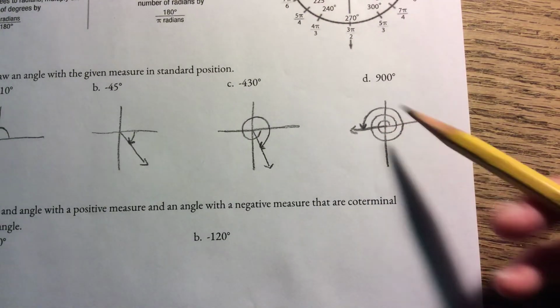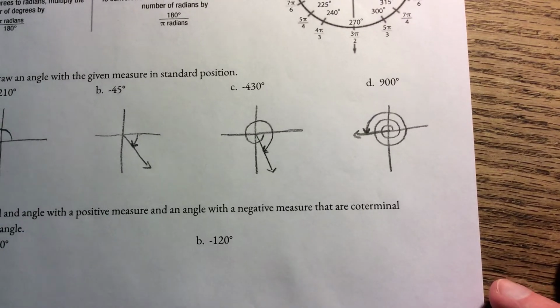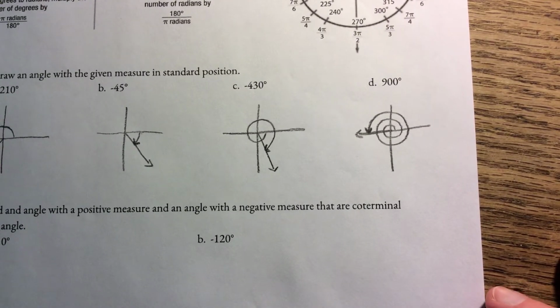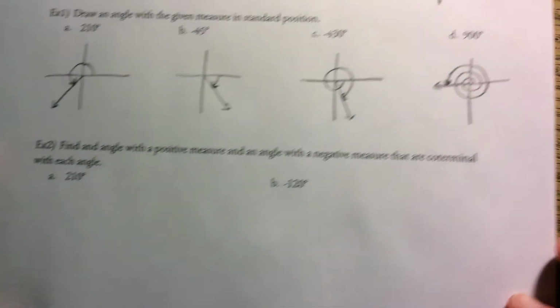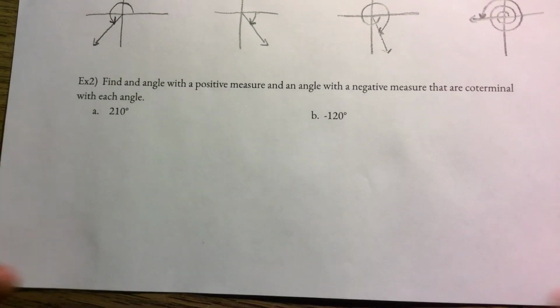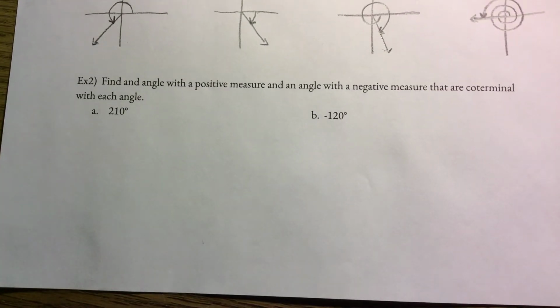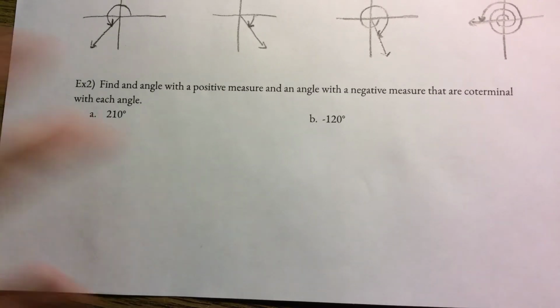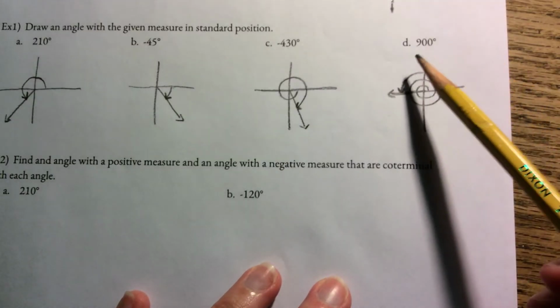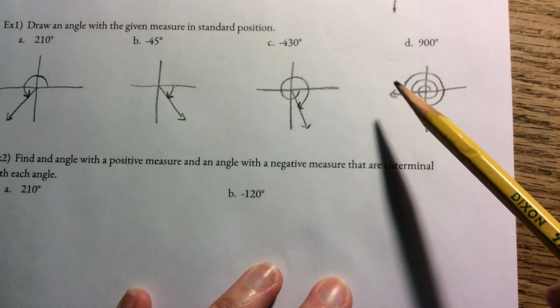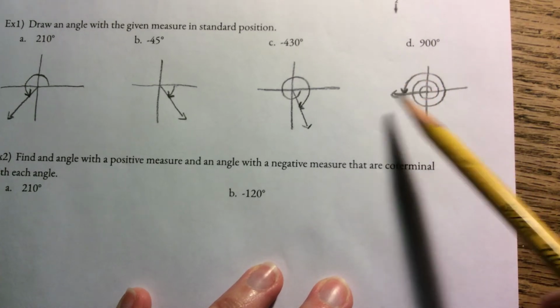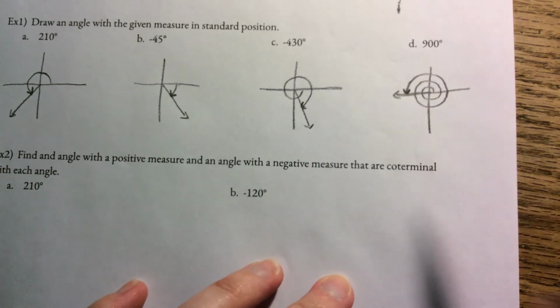So this is what a drawing of a 900-degree angle would look like on there. Okay, so example 2. Find an angle with a positive measure and an angle with a negative measure that are coterminal to each of these. So coterminal, our definition said angles in standard position with the same terminal side. So that just means that I can go around the circle as many times as I want and stop at that same location, and those would be coterminal angles.